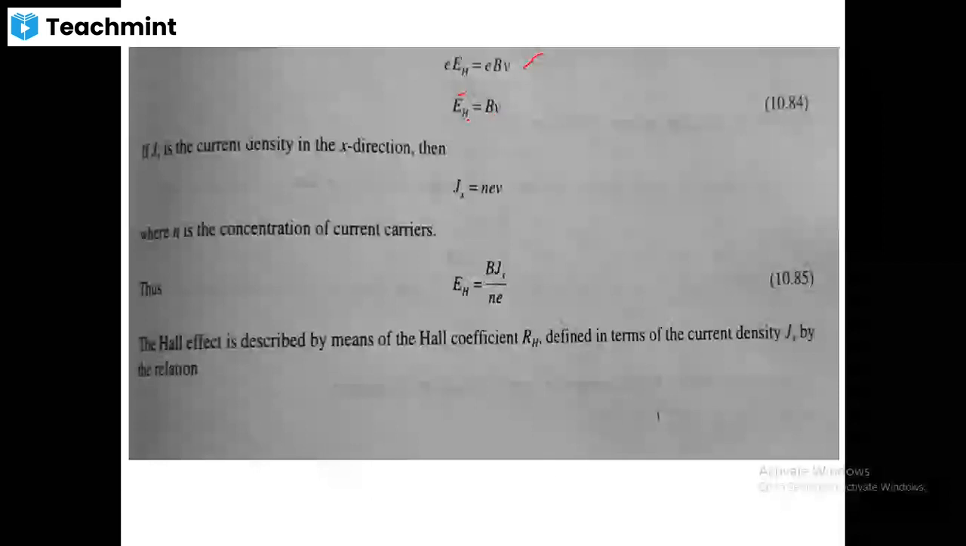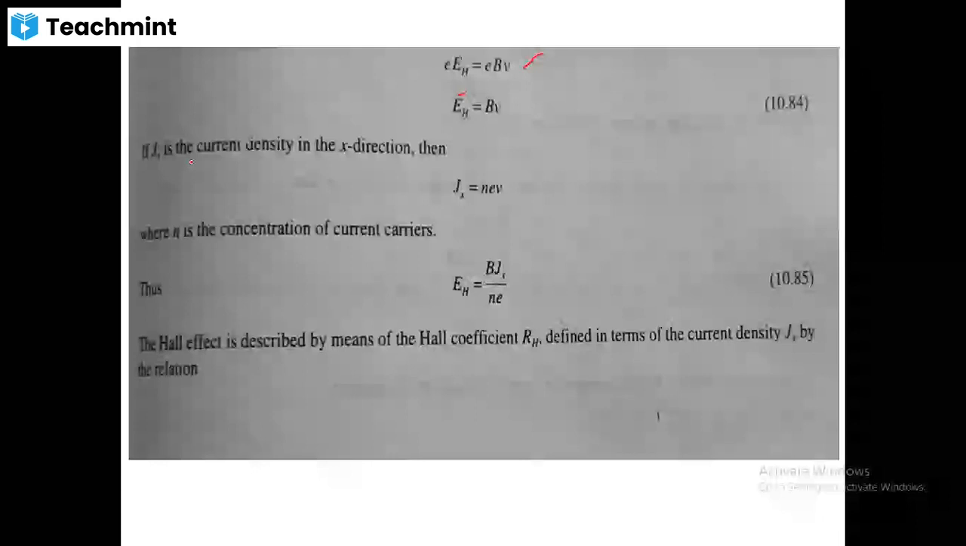This E and this E get cancelled with each other. Therefore, we get EH equals B into V, where EH is the electric field developed, B is the applied magnetic field, and V is the velocity with which the electrons are moving.